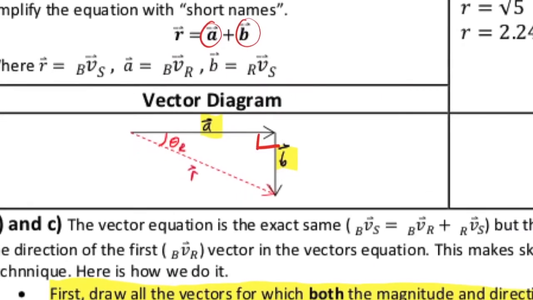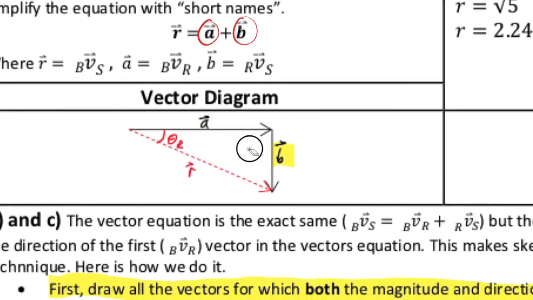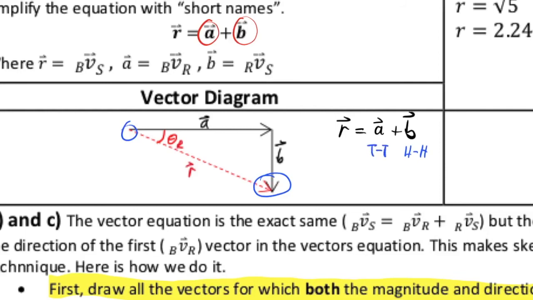Let's go back up and take a look at this vector diagram. Let's clean this up a little bit. This vector equation is: the resultant is equal to vector A plus vector B. So if we look down here at the very end, the head of the resultant attaches to the head of our last vector, which is vector B. So vector B goes head to head with the resultant, but vector A attaches to the tail of the resultant. So vector A is tail to tail, where vector B is head to head. That is always, always, always true.